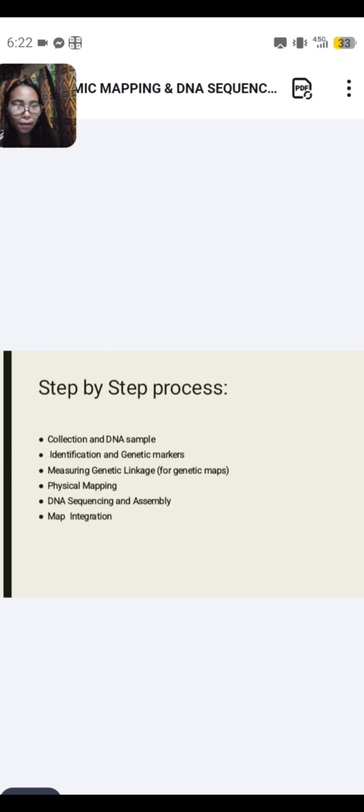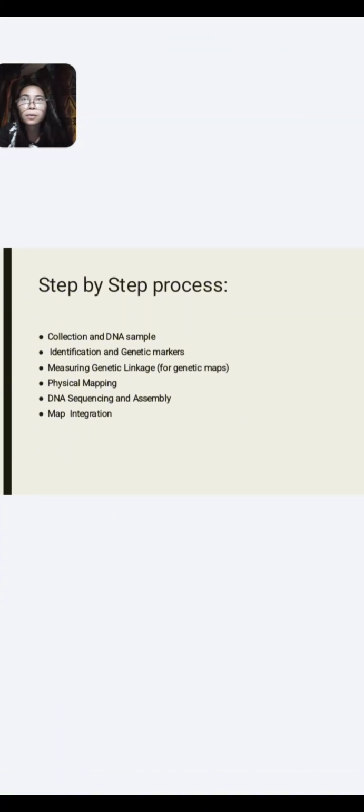So the next one is the step-by-step process. In genomic mapping there are six steps. The first step is to collect the DNA sample. Then the second step is identification of genetic markers. So after collection of the DNA sample, we are going to identify the genetic markers first.